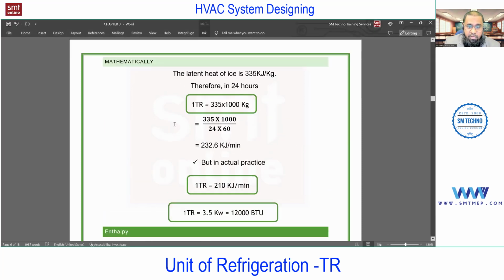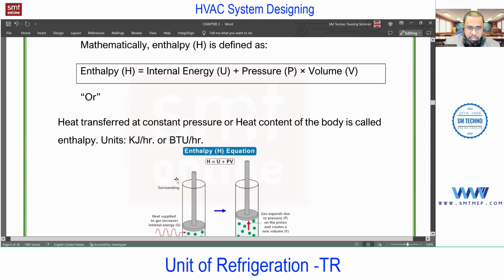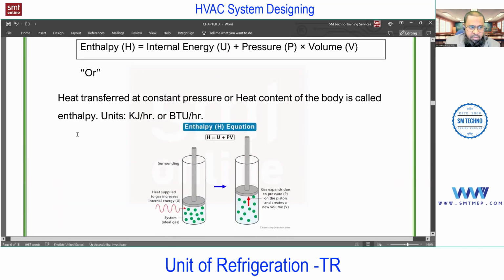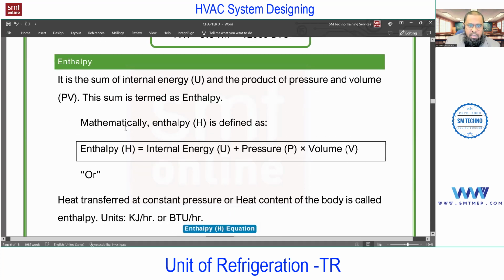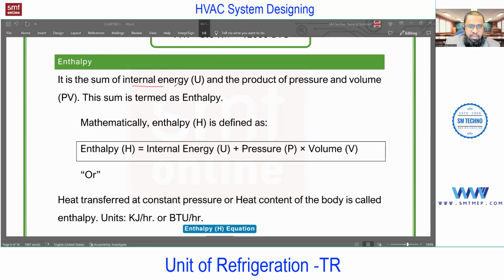What is the ton of refrigeration, online? Next, we'll talk about enthalpy. So we start this chapter 3 with heat only, no? So enthalpy is nothing but heat, just that we will learn it in a technical way. Okay, so you see, enthalpy is what? It's the sum of internal energy, U, and the product of pressure and volume. And in short, we call it enthalpy H: H equals U plus PV.